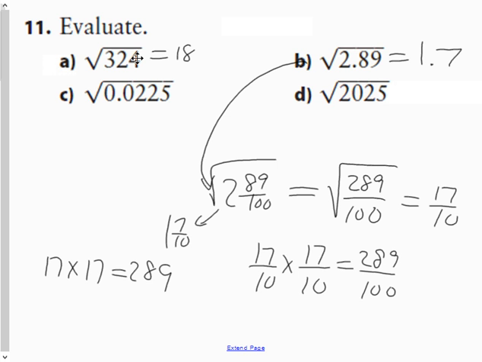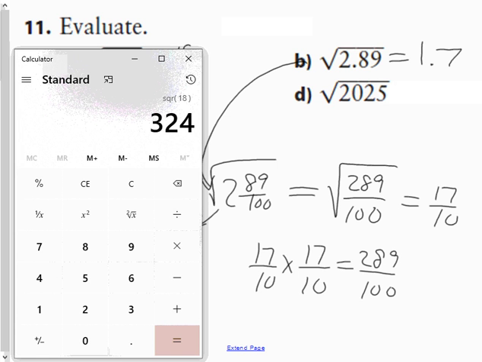I know that was a pretty long stream of thought, but if I go back to my calculator and say, what is the square root of 2.89? Square root, it says 1.7. And conversely, or inversely, 1.7 times 1.7 is 2.89.